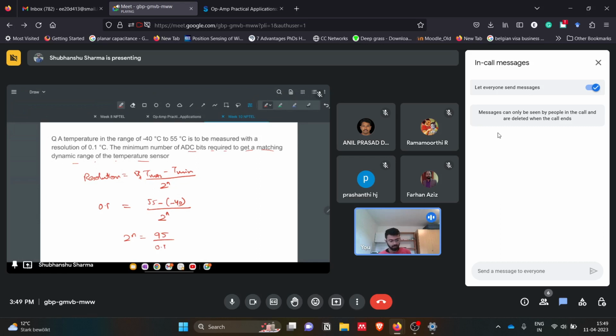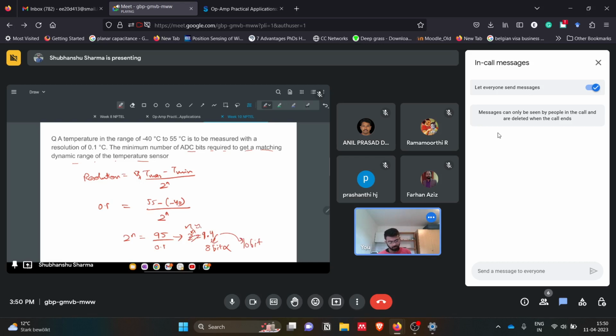Let's say if you are getting something like 9.4 something, 2 to the power n equals 9.4. Then you should not go for lower bit values. Lower bit will be 8 bits. Now you always go with the 10 bit value. Don't round it off to lower values.